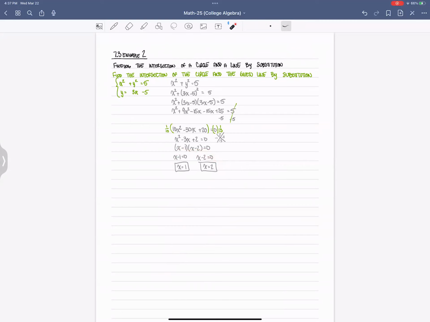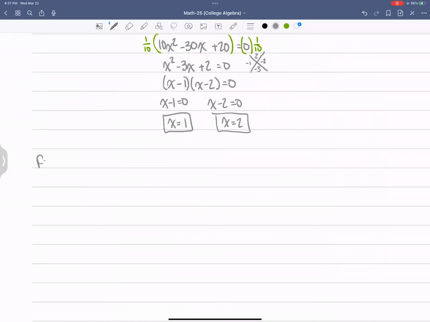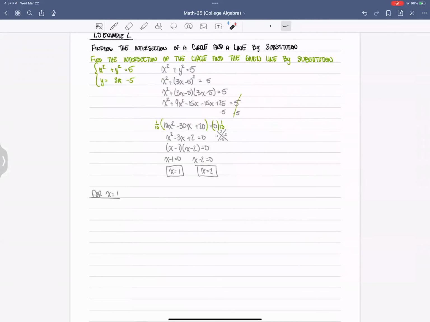Let's start with finding the solution for when x is equal to 1. Let's start off with that one. You could technically plug it into either one of the equations. I'm going to plug it into the second one just because it's a little bit easier. Here, we're going to have to take the square root of both sides, and it's going to be a hassle. So let's just plug it into this one here.